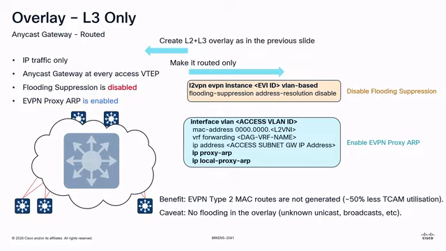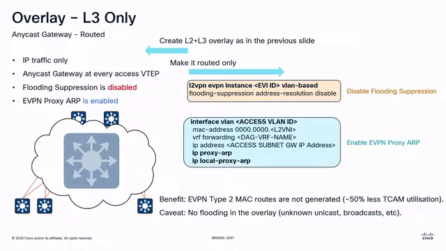How can we do it? Well, we just create a bridged Anycast gateway, as shown before. And now we simply do these 2 things. We disable flooding suppression, and we configure EVPN proxy ARP.